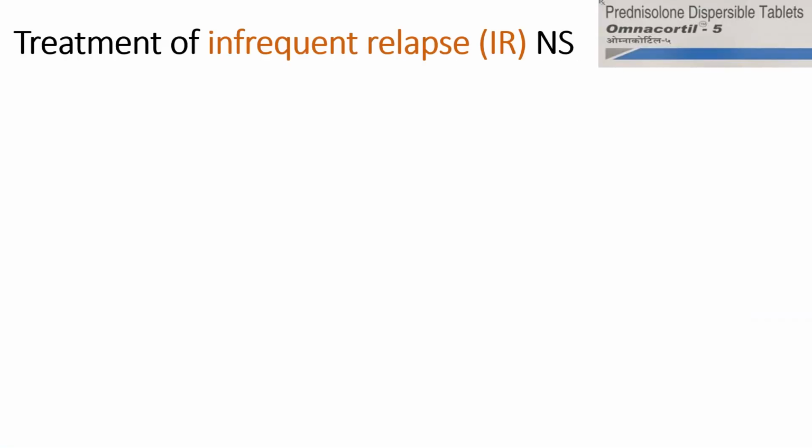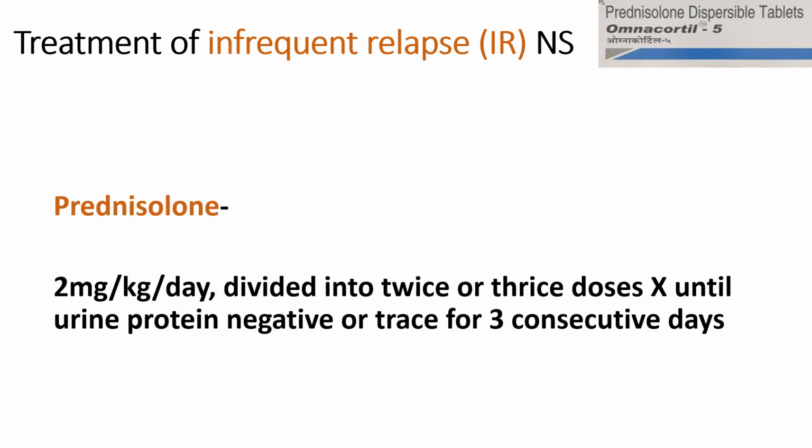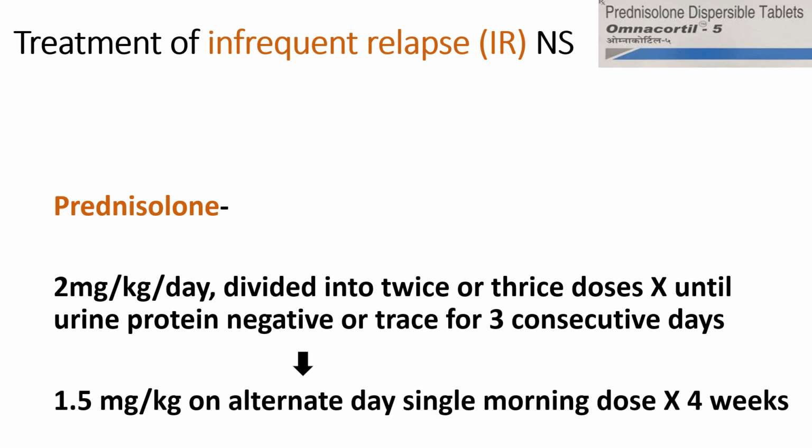Now the treatment of infrequent relapse. 20 to 40% of patients of nephrotic syndrome have infrequent relapses. So in this we have to start prednisolone 2 mg per kilogram per day divided into two or three doses until urine protein is negative or trace for 3 consecutive days. This means that when the child is in remission, we can convert the continuous prednisolone therapy into alternate day therapy.